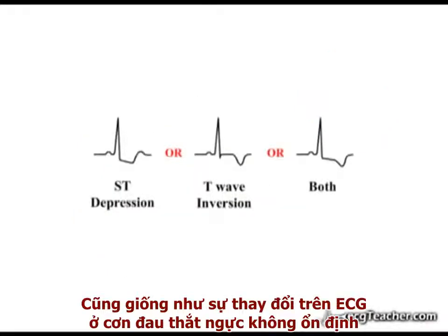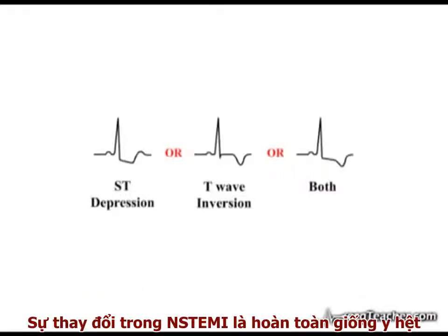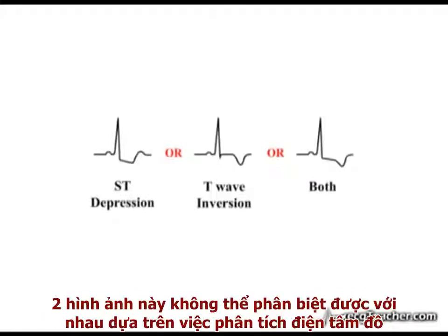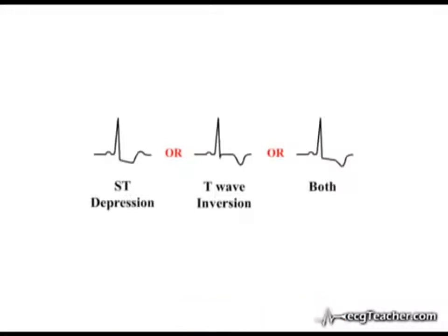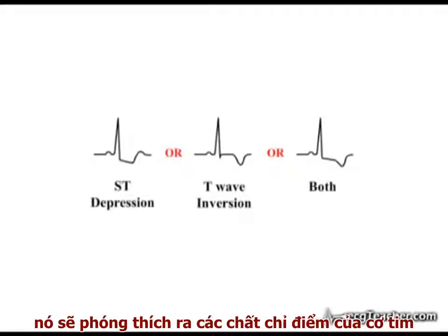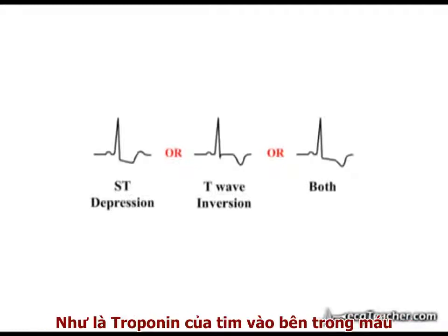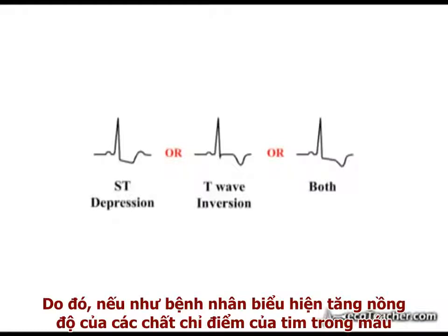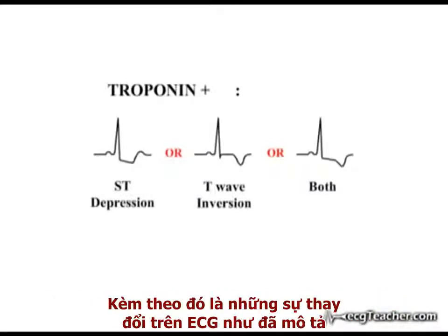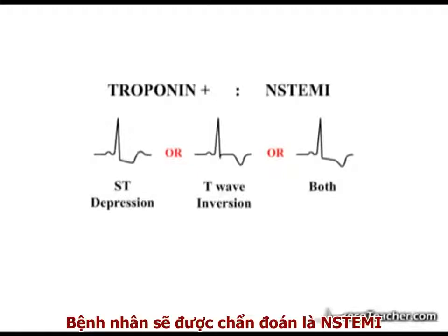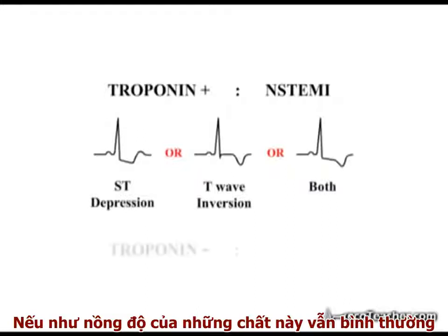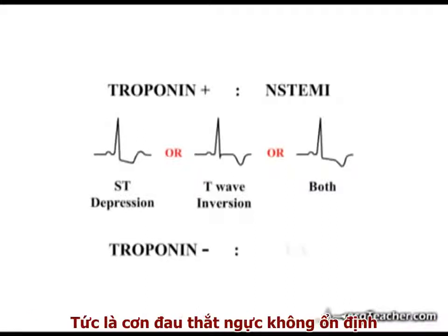As the ECG changes of unstable angina and non-ST elevation MI are identical, the two entities cannot be distinguished based purely on the analysis of the ECG. You need a second test to separate the two. As myocardial muscle dies, it releases cardiac markers such as cardiac troponin into the bloodstream. Therefore, if the patient develops elevated levels of cardiac markers in the blood, in association with the ECG changes we've described, they are said to have had a non-ST elevation MI. If the blood levels remain normal, they have pure ischemia, unstable angina.